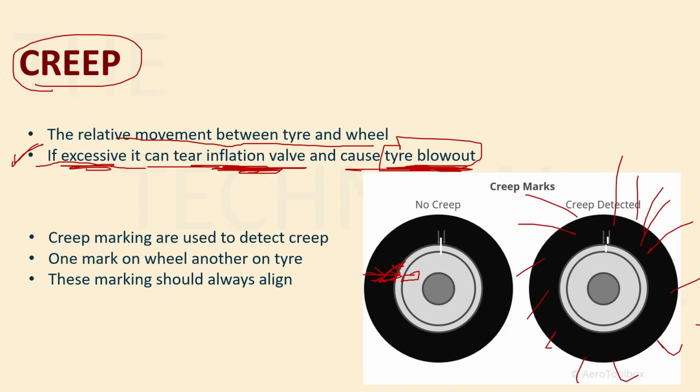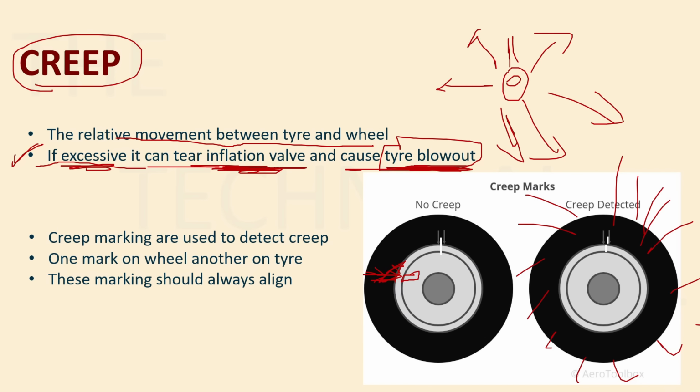And why is a tire blowout so deadly? Because when the aircraft is, for example, on a landing roll and has a tire blowout, you can literally lose your direction control. You cannot turn the aircraft as you want. The aircraft will go in whichever direction it wants to. You don't have any control of the aircraft when the tire explodes with such high pressure. So if creep is not treated, it could result in inflation valve damage, which could cause your tire to have a blowout. Then we have creep markings. As I mentioned, they are used to detect creep.